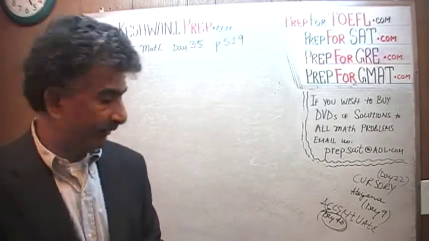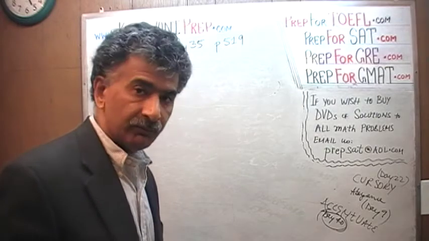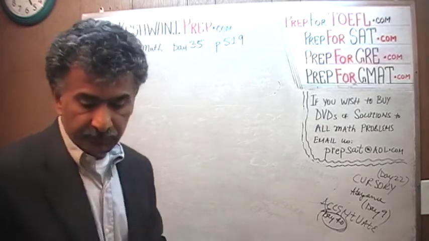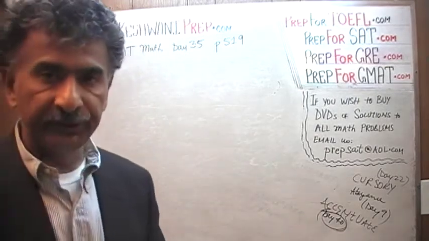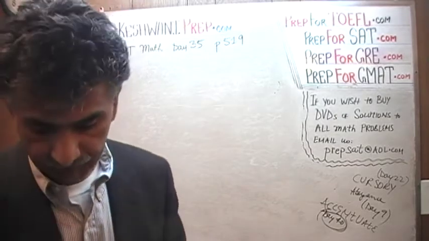Today is our lesson number 35. These are the last three problems in the section. There are 20 problems in this section. These are the last three, which means they are all difficult. Let's see what we can do.